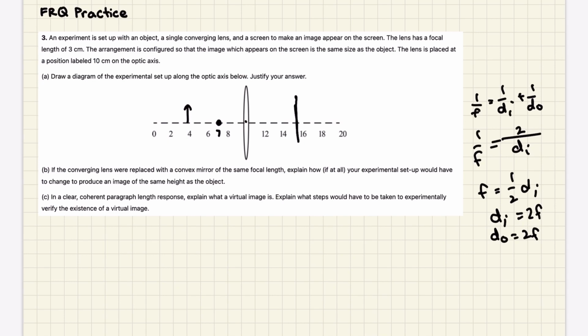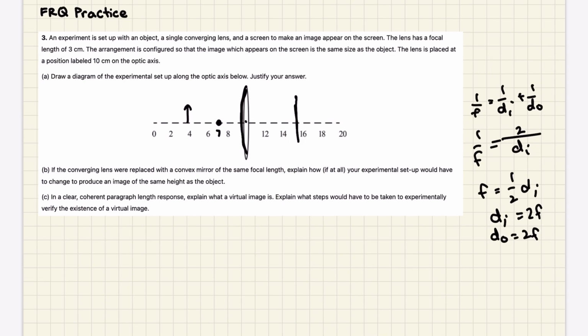Okay, part B. If the converging lens were replaced with a convex mirror of the same focal length, explain how your experimental setup would have to change to produce an image of the same height as the object. And so a converging lens is similar to a convex mirror, but the mirror is going to look something like this. Just that. There's no lens to it. And so what does this change about the setup?